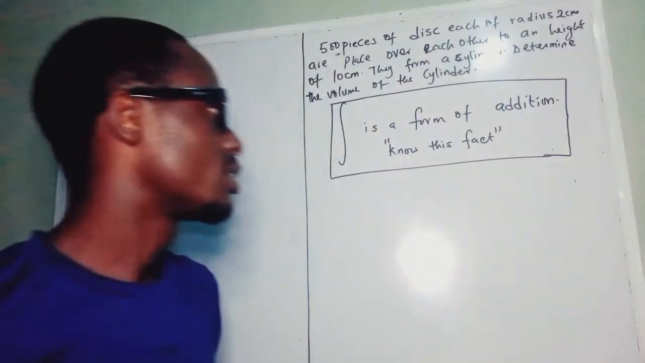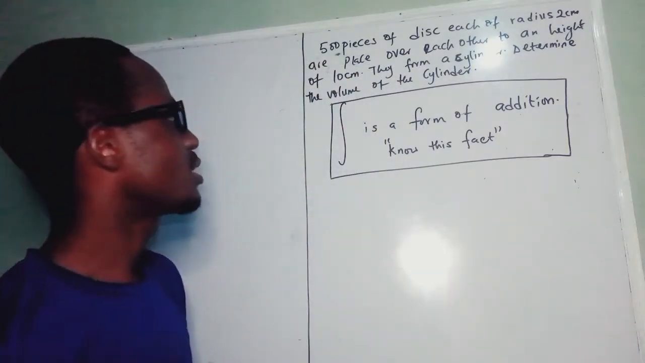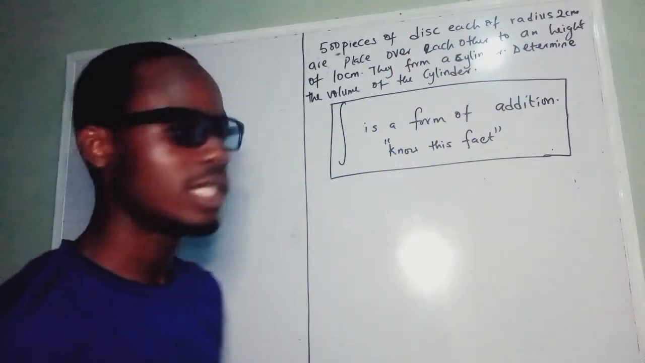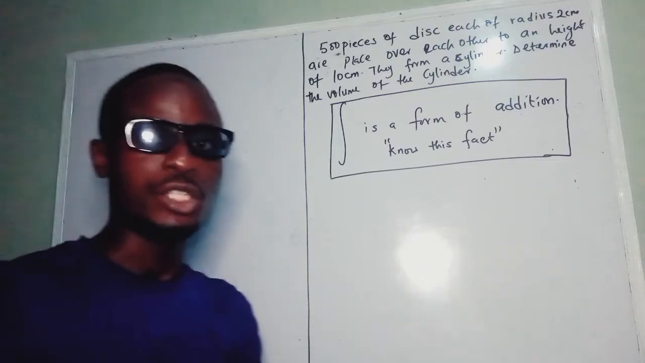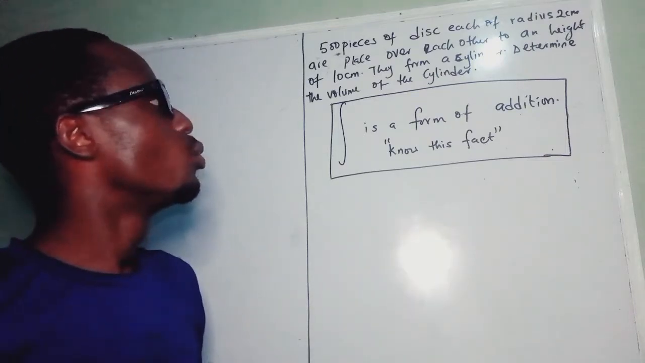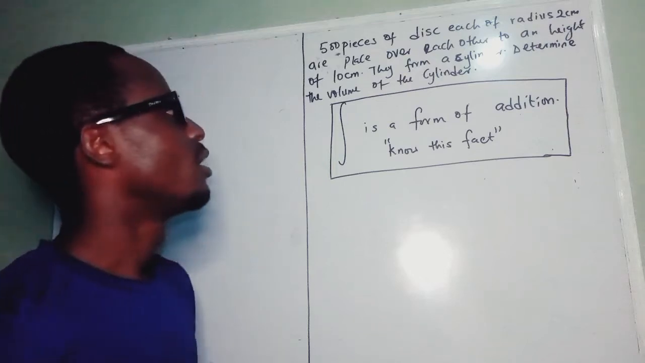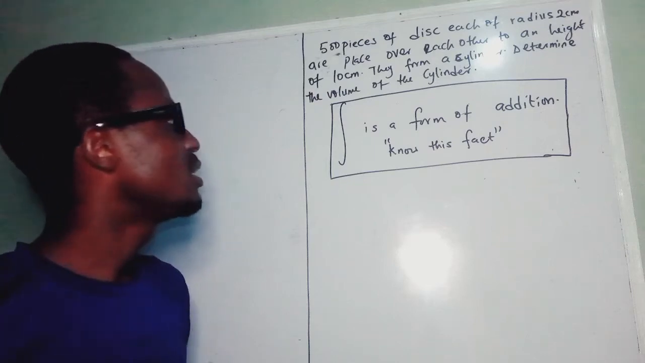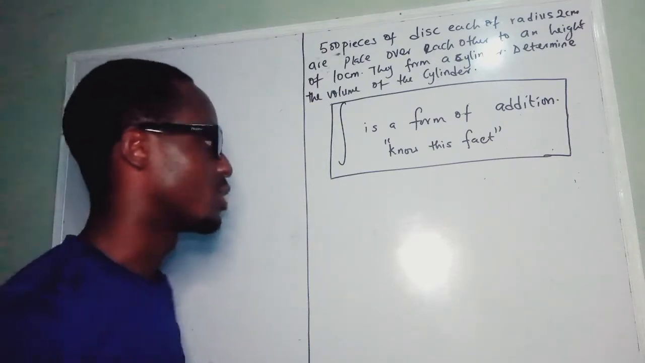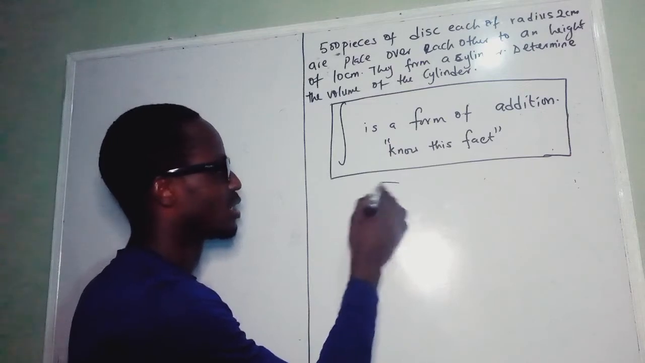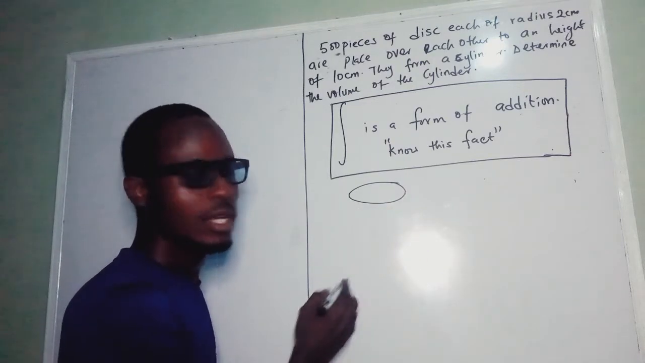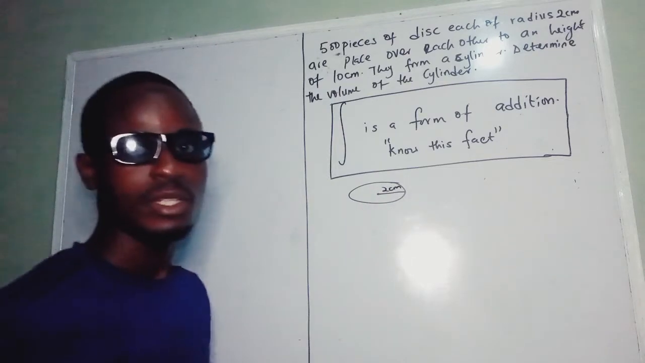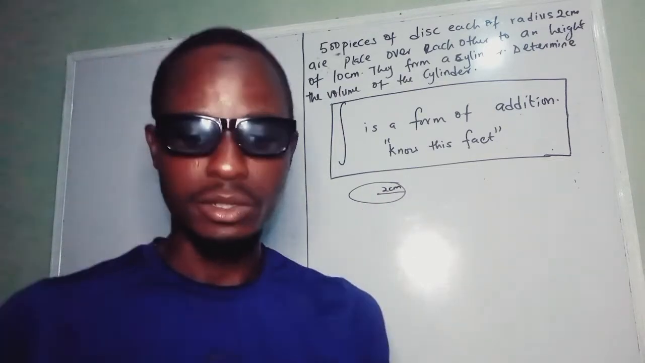So now let's look at this typical example. The question says 500 pieces of disc, each of radius 2 centimeter, are placed over each other to a height of 10 centimeter, and they form a cylinder. Determine the volume of the cylinder. What the question is saying is that we have a circular disc, and the radius of the disc is 2 centimeter.